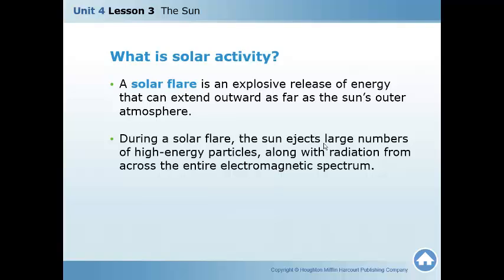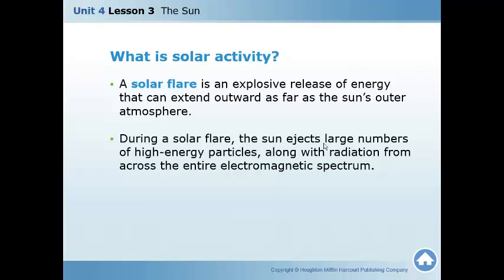During a solar flare, the sun actually ejects large amounts of high energy particles, along with radiation from across the entire electromagnetic spectrum. So that means all kinds of radiation is coming out. This is why during a solar flare, we've had many of these this year, seems an increase from previous years.